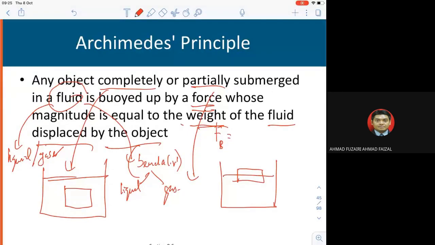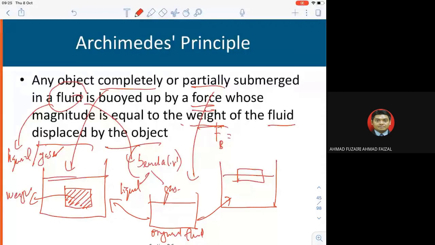Meaning that if you have one fluid, this is the original fluid, and the object takes up this part of the fluid, then the weight of this displaced fluid is equivalent to the buoyant force. The same for the partially submerged case: the part where it displaces the fluid, its weight is equivalent to the buoyancy force. A force whose magnitude is equal to the weight of the fluid displaced. We should understand the Archimedes principle very well, because it talks about force.